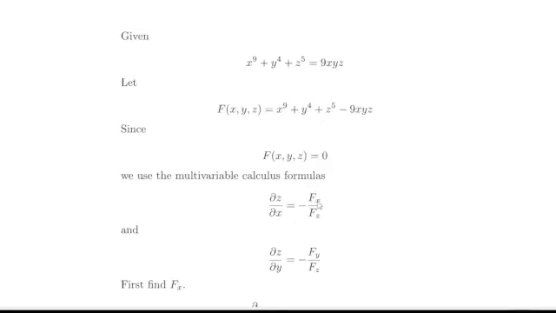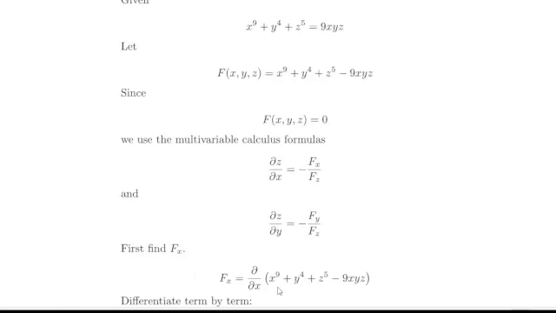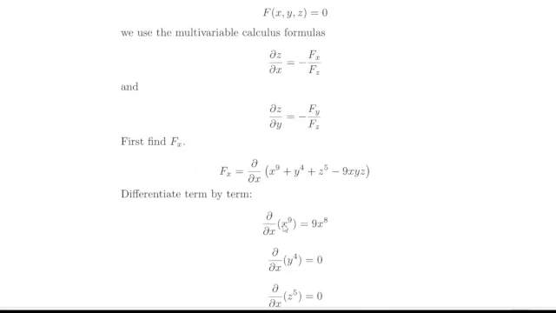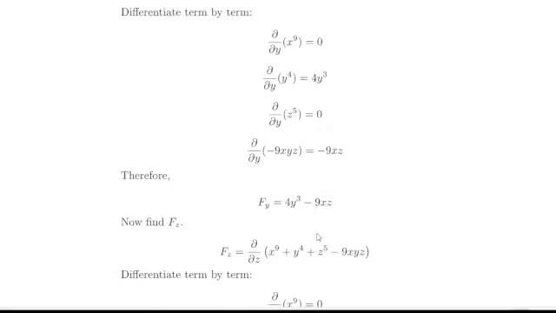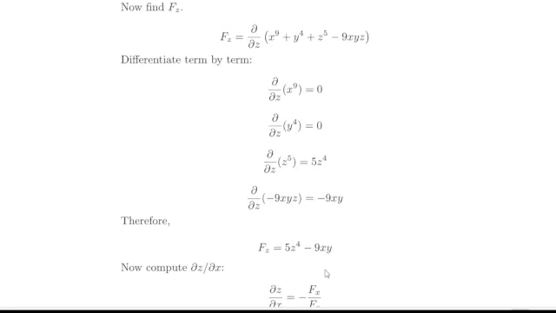So that leads to finding the partial of F with respect to x, y, and z. So let's first find the partial of F with respect to x. That's just going to be 9x to the 8th minus 9yz. Now we can factor out a 9 from both terms and have 9 times x to the 8th minus yz. We find the partial of F with respect to y. That's just going to be 4y cubed minus 9xz. And partial F with respect to z turns into 5z to the 4th minus 9xy.